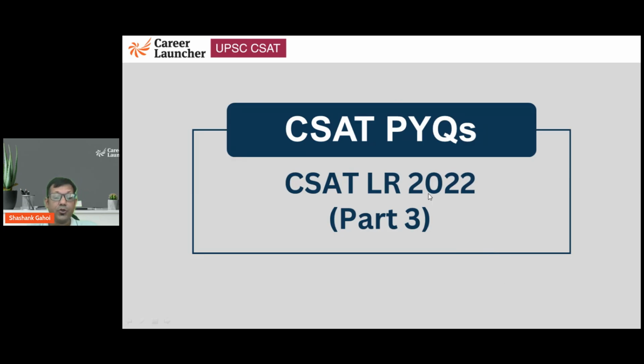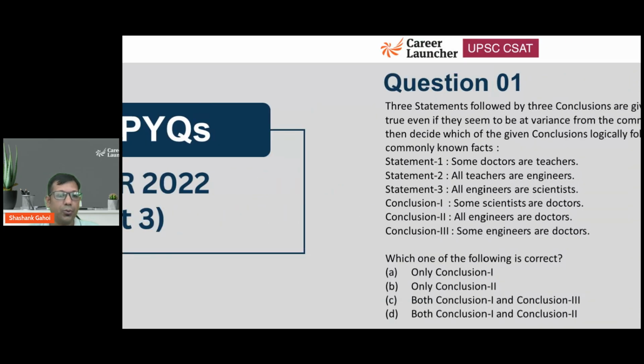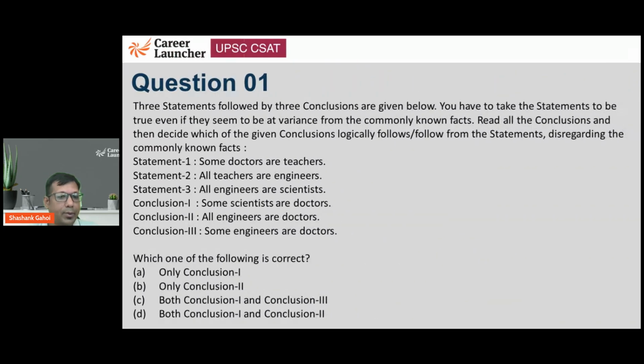Today we are going to do CSAT Logical Reasoning 2022 Part 3. Now let's see what kind of questions we have got in 2022. Let's start this question. It says that three statements followed by three conclusions are given. You have to take a statement that is true. So basically, we can say it is a question of syllogism.